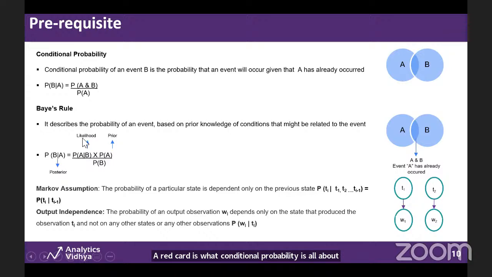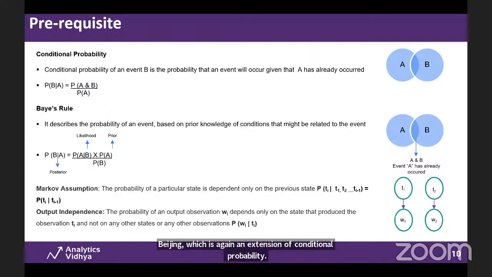It basically describes the probability of an event based on prior knowledge of conditions that might be related to the event. To give you an example here, what is the probability that India will win a match against Sri Lanka, given that it has already won a match against England? So this is what we are trying to achieve through Bayes' rule, which is again an extension of conditional probability.